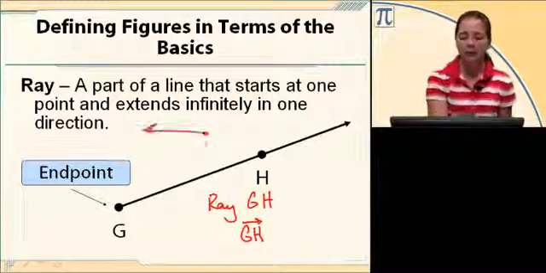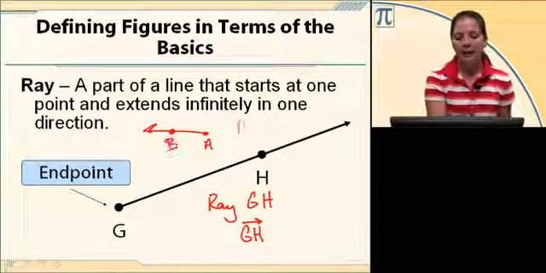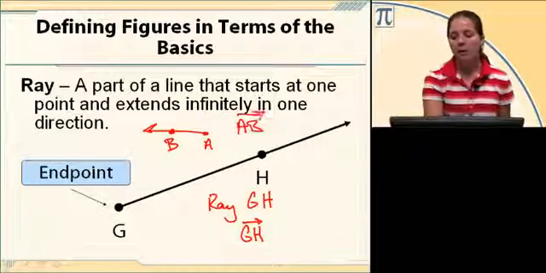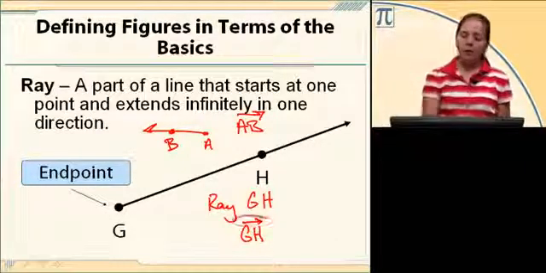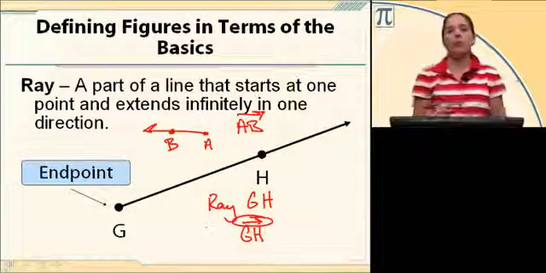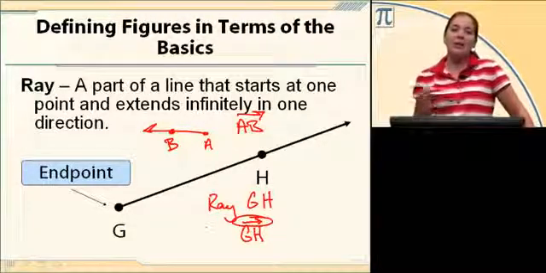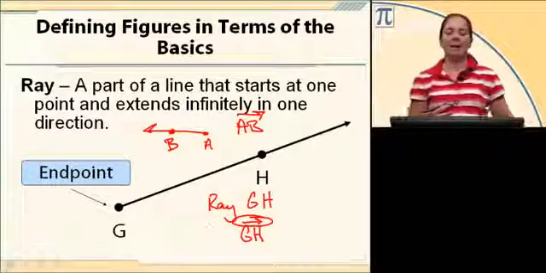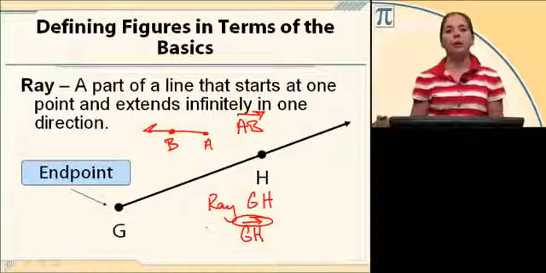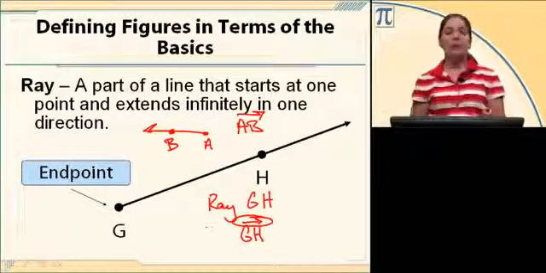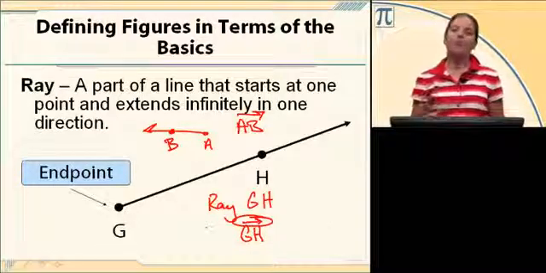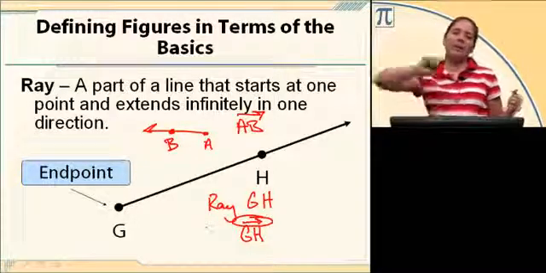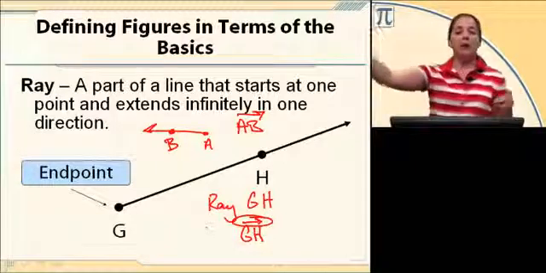If I have ray AB, I name it endpoint first and then the other point. Arrow always goes to the right. So the arrow is not telling you what direction the ray is going in the picture. It's just telling you that G is the endpoint, go in the direction of H. Or A is the endpoint, go in the direction of B. A ray is a part of a line. One endpoint, extends indefinitely in one direction forever.